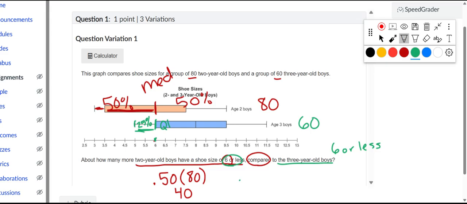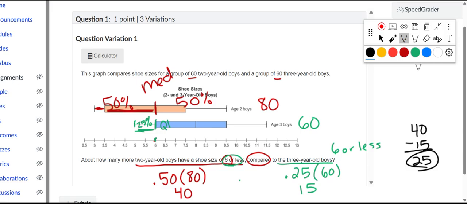So now we're going to do 0.25 times, there were 63 3-year-olds. 25% of 60, if you need to use a calculator, you can. That's the same as asking, like, what's a fourth of 60? And that's 15. So how far apart is 40 and 15? Well, let's just do 40 minus 15, and you'll get 25. So I would say the answer here is 25.